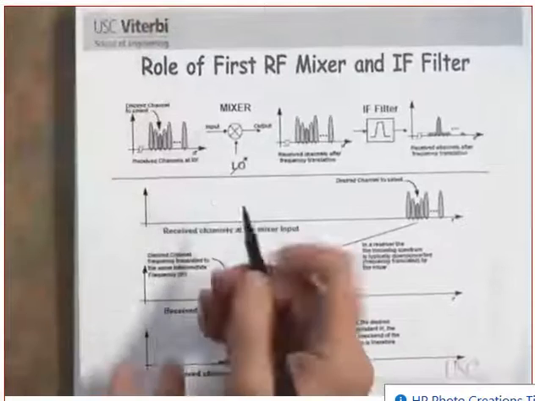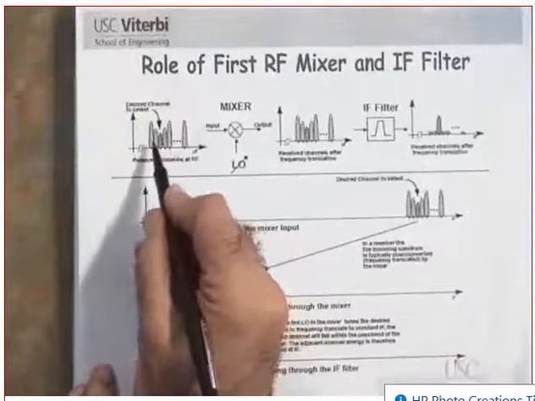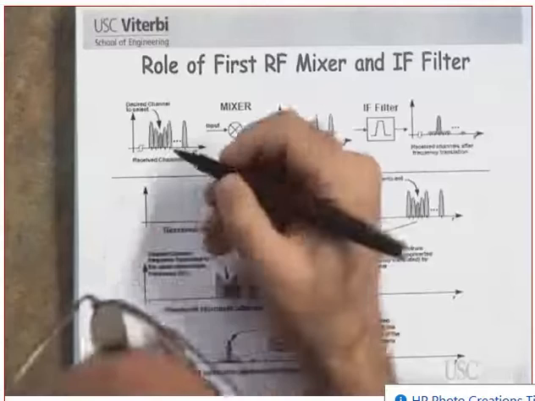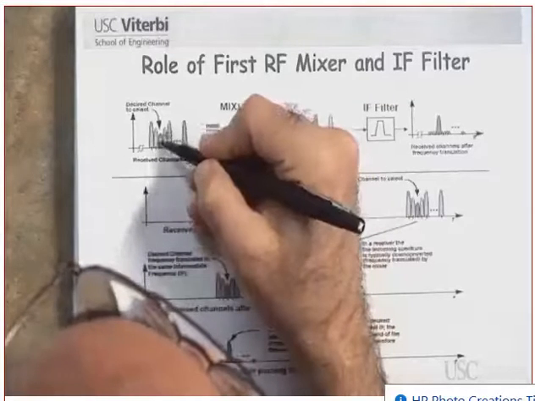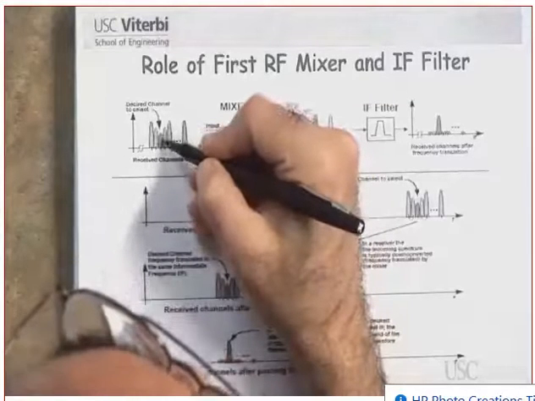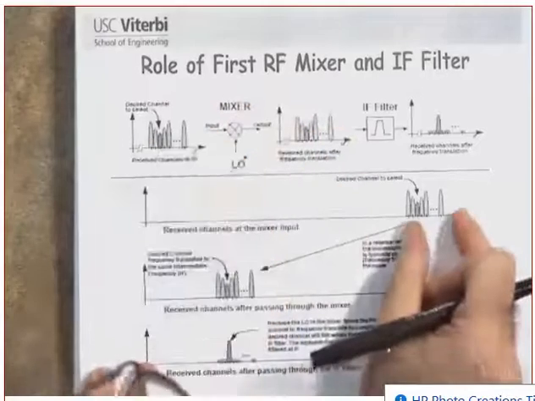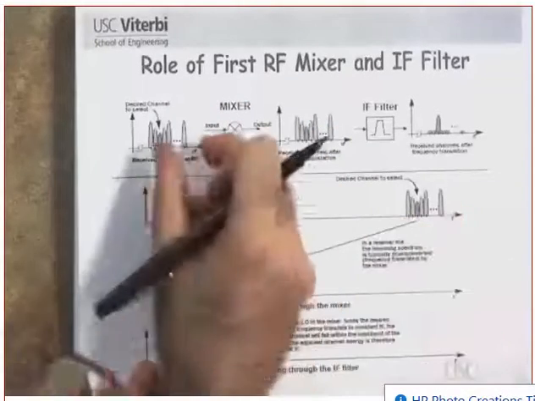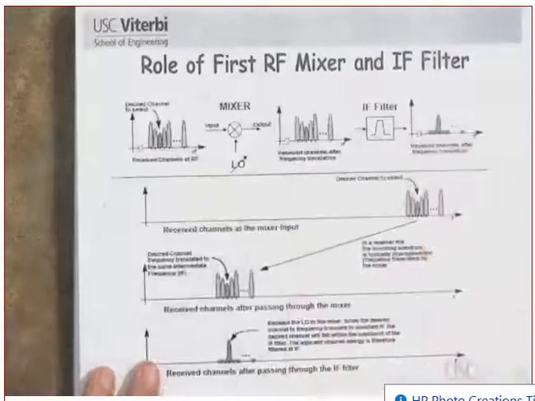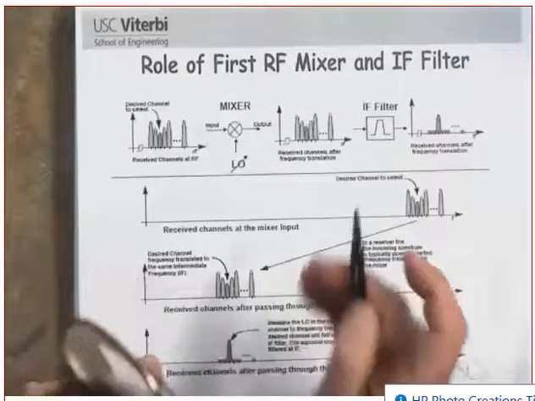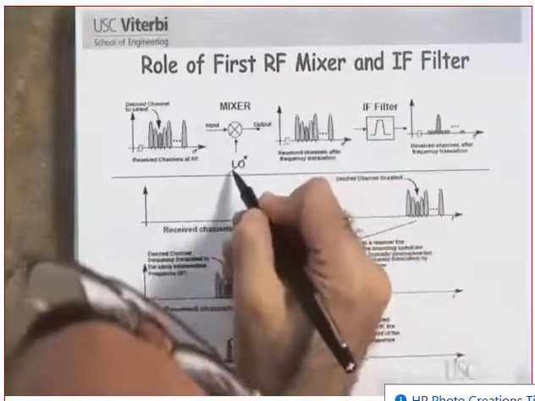Let's see if you can help me. What is this one? That's the band of interest. What is this one? That's the channel, the desired channel. Yes? This whole band is centered around some frequency. Clear? When I mix it with the local oscillator, which is of what?